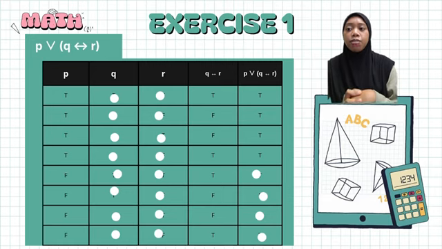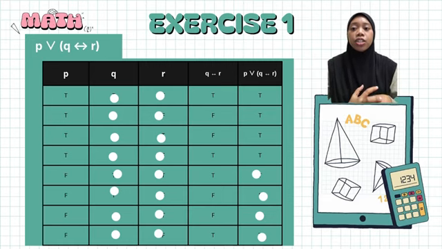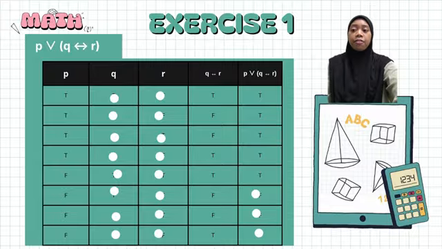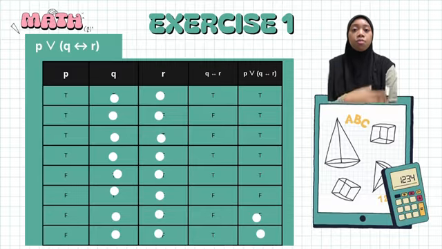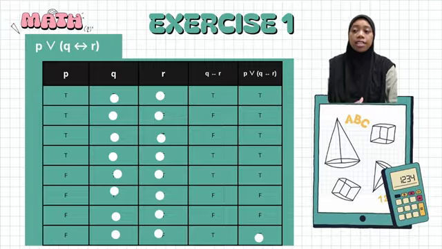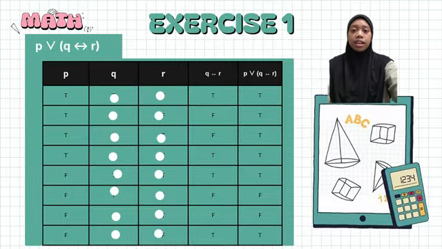Next, we have P false and Q biconditional R is true, and the answer is true. Next, if P is false and Q biconditional R is false, the answer is false. If P is false and Q biconditional R is false, also false. And lastly, we have P false and Q biconditional R is true, and the answer is true. So that's the answer for exercise 1.